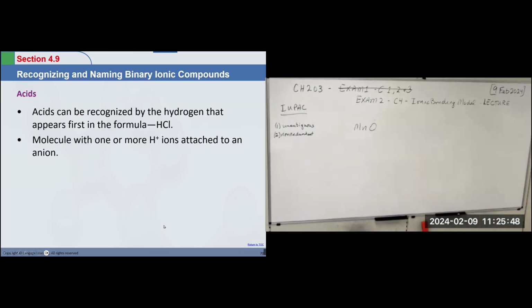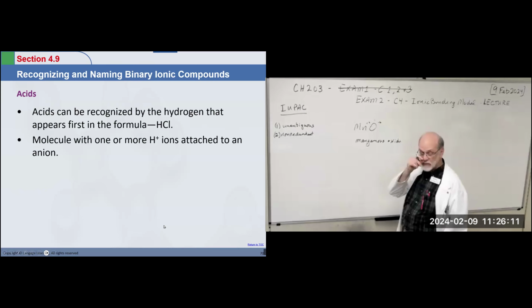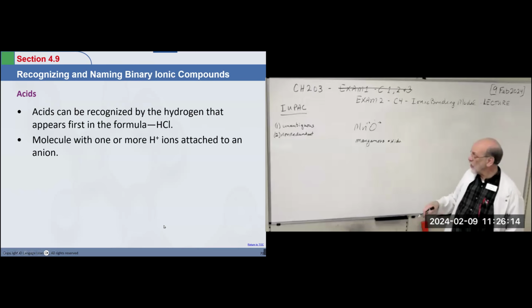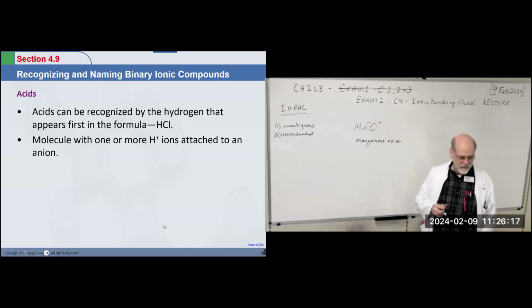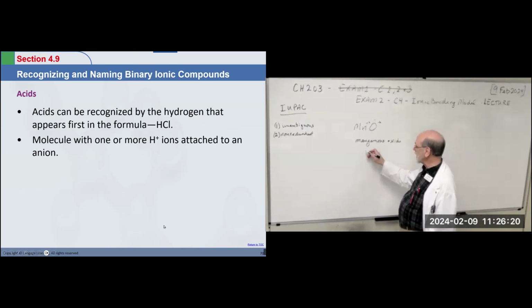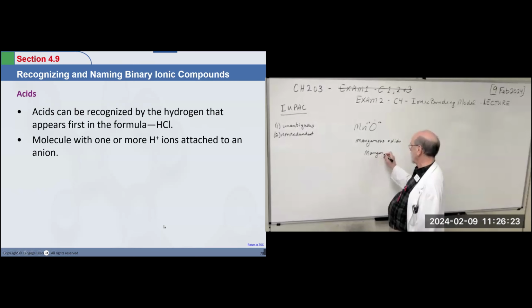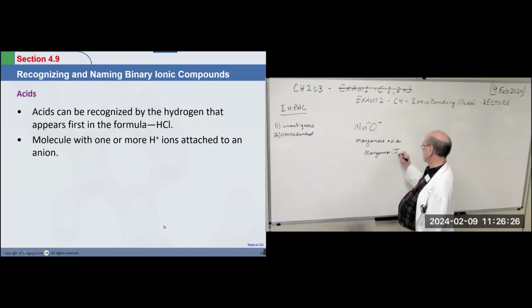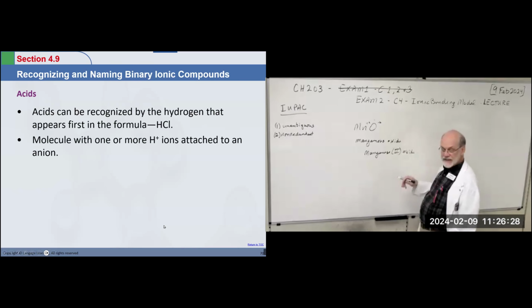Manganese can actually be several charges. Most commonly, it's either 2 or 3. If it's a +2, like it is here, we used to call this manganous oxide. That's when I was a student. You just had to know manganous means 2+. So they changed that convention, and now we just say manganese and put the charge in. That's better.